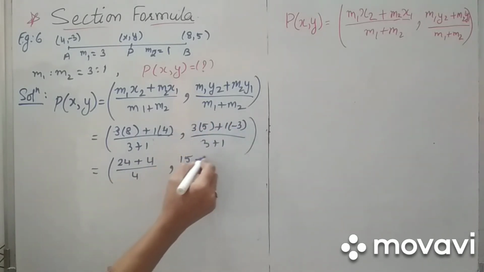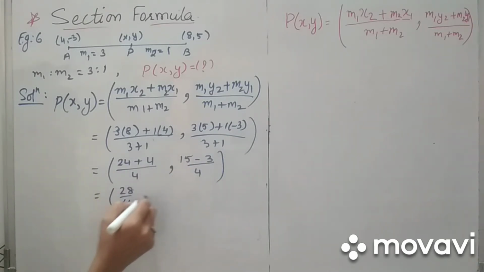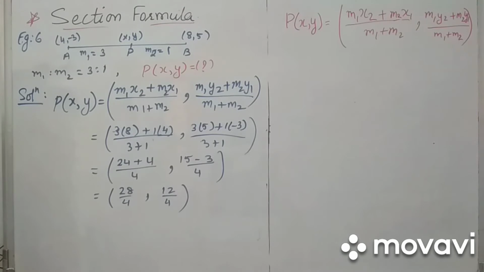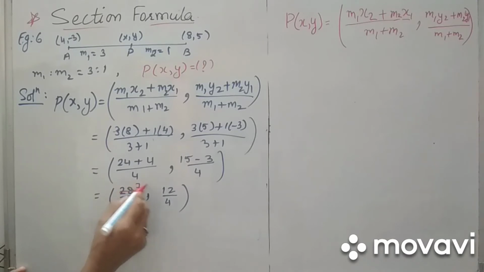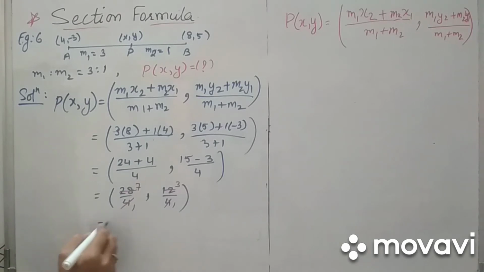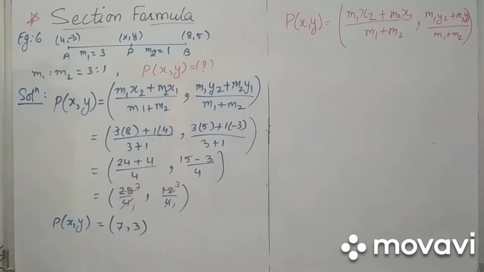15 plus minus 3 upon 4 is equal to 28 upon 4, and the y part will give me 12 upon 4. Now it is divisible, so you have to reduce it. 4 sevens are 28, 4 threes are 12. So what am I getting now? 7, 3. P coordinates are 7 and 3, meaning x coordinate is 7 and y coordinate is 3. So in this way we are applying the section formula.